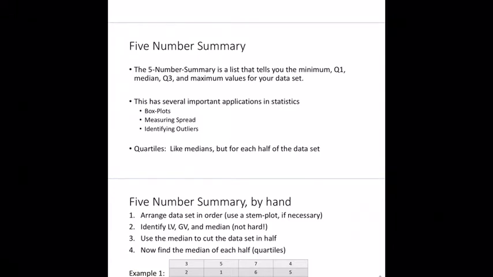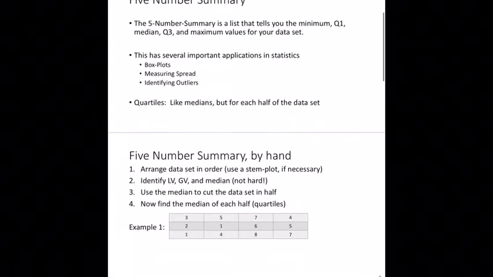What a quartile is, and you're going to see this as we start to play around with our data, a quartile is like a median for each half of the data set. So instead of one median in the middle, we're going to have 3 middles that we care about. We're going to care about the middle of the first half, the middle of the whole data set, and then the middle of the second half.